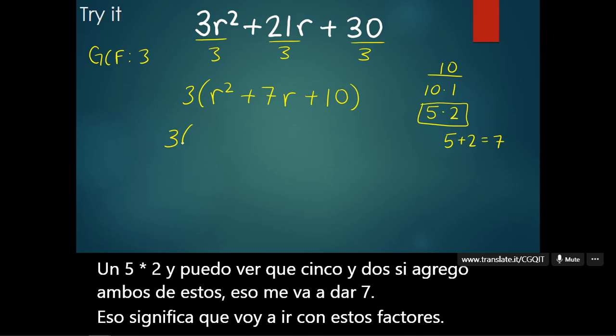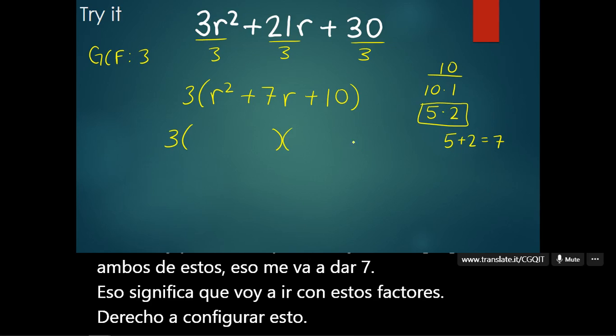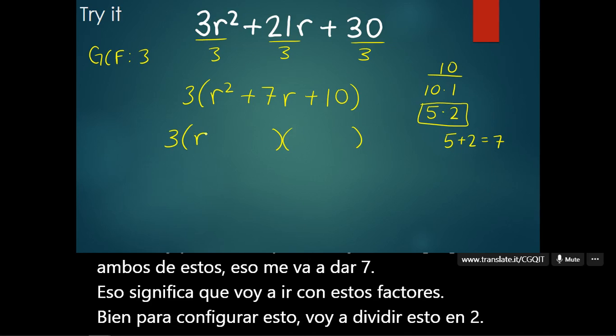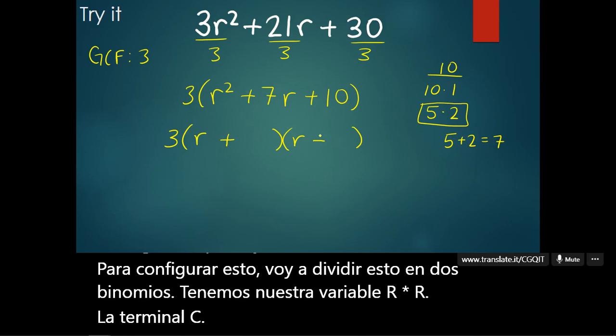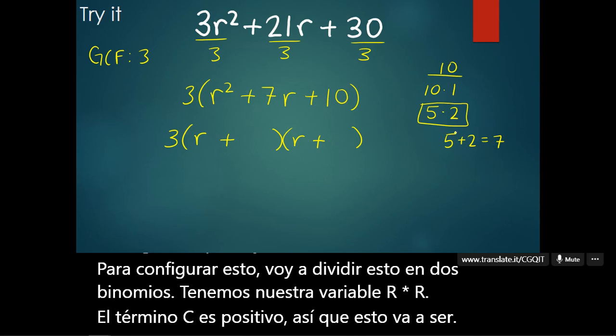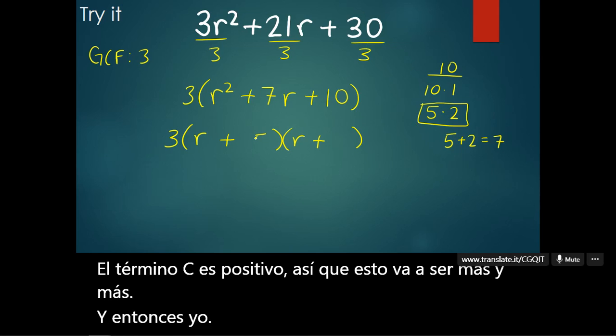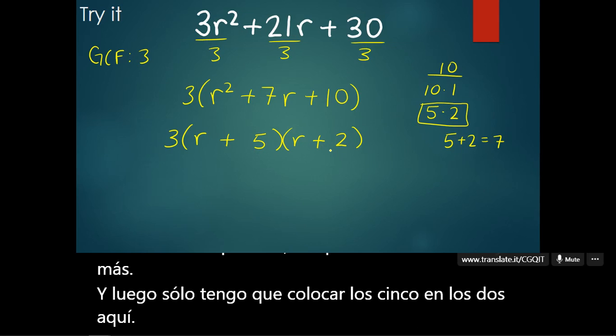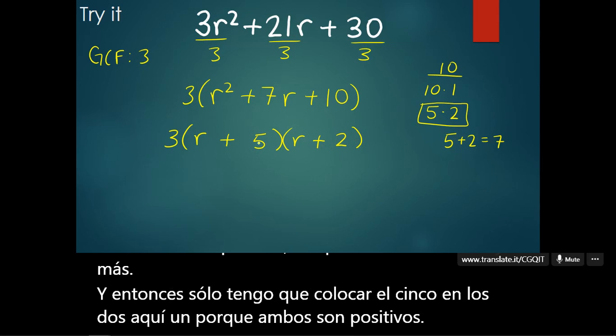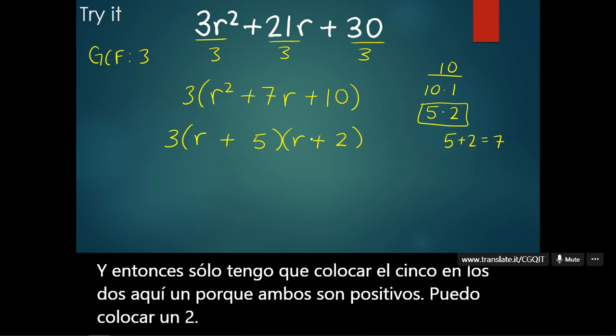All right, to set this up, I'm going to split this into two binomials. We have our variable r times r. The c term is positive, so this is going to be plus and plus. And then I just have to place the 5 and the 2 here. Because both of these are positive, the order is not going to matter. So this is the factored form.